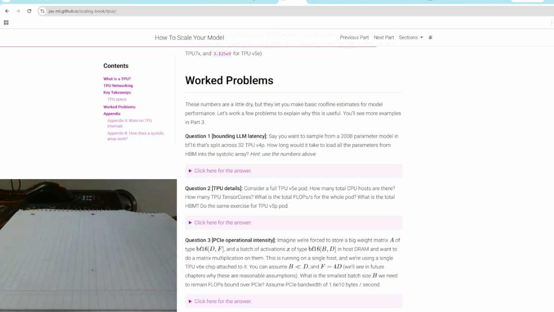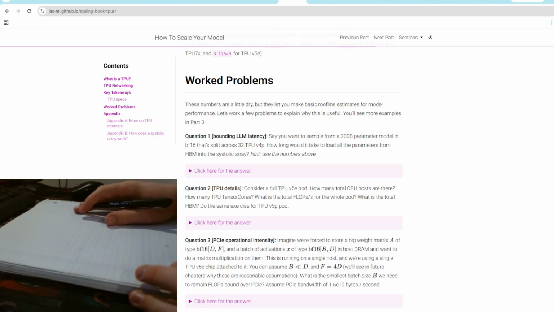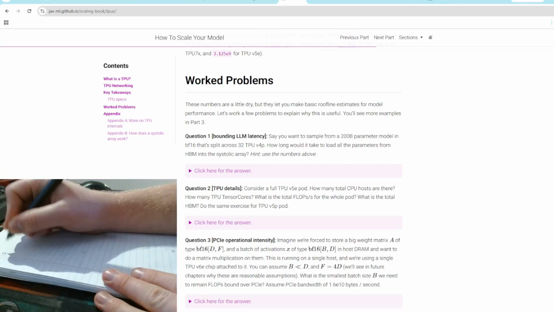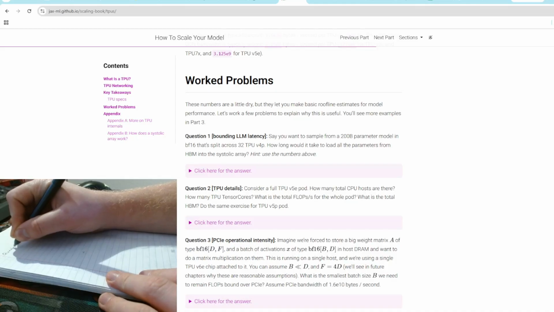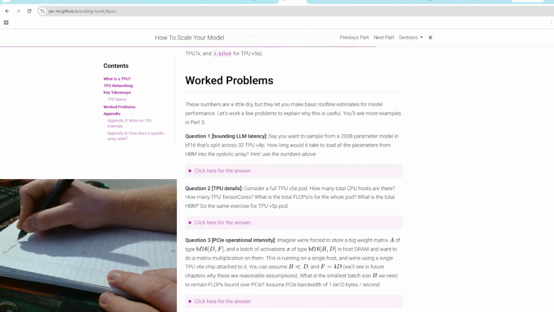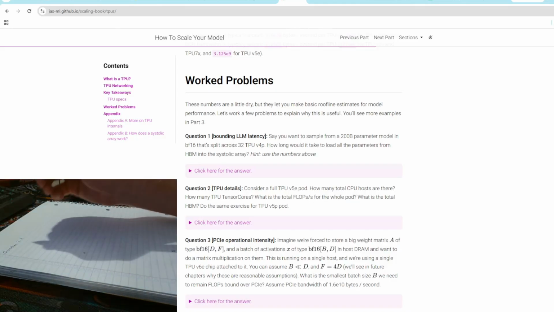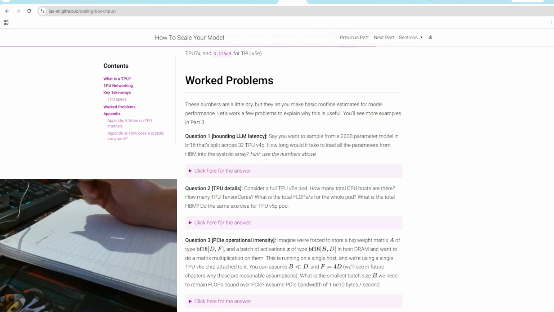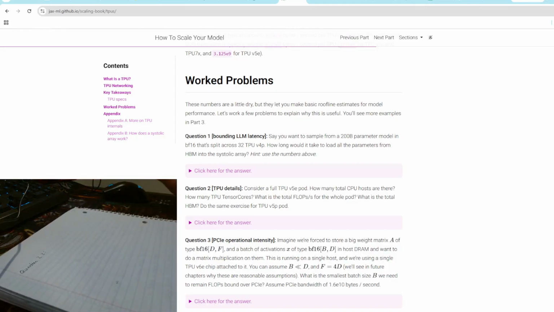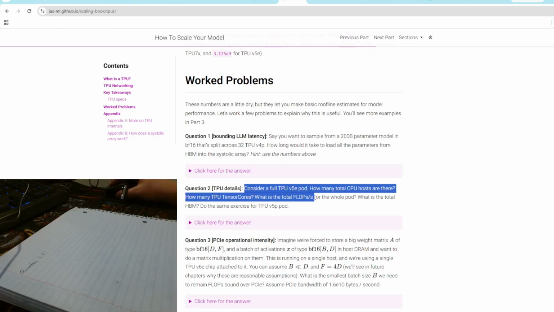All right, we're back, everybody. Question 2, yes, question 2.2. Let's get right back into it. TPU details. Consider a full TPU v5e pod. How many total CPU hosts are there? How many TPU tensor cores? What is the total FLOPs per second for the whole pod? What is the total HBM? Do the same exercise for the v5p pod.